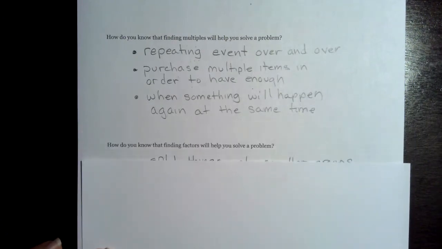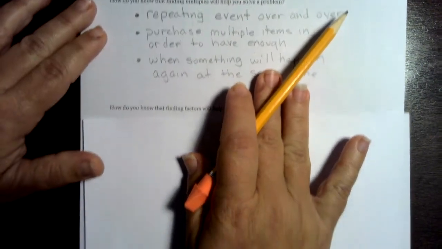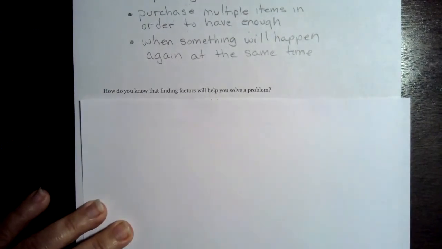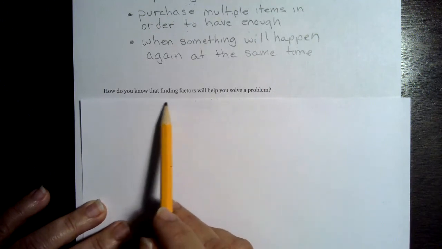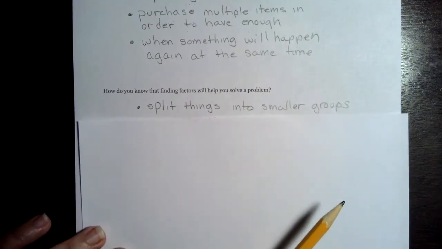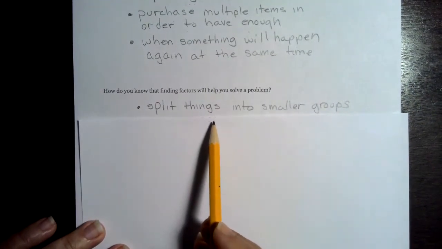Now the next part says, how do we know if we're dealing with factors? Again, vocabulary can help. A lot of times it might say, what is the greatest number of packs you can make? What is the largest? Those are synonyms for greatest common factor. But also the theme of the problems: we can split things into smaller groups.